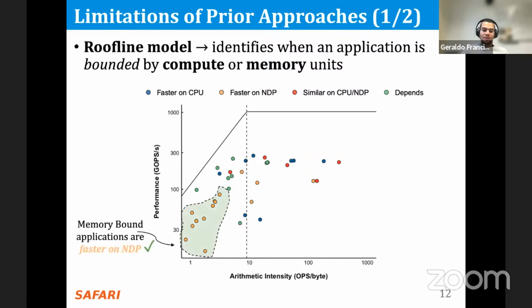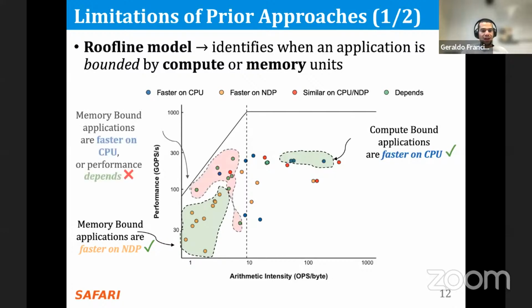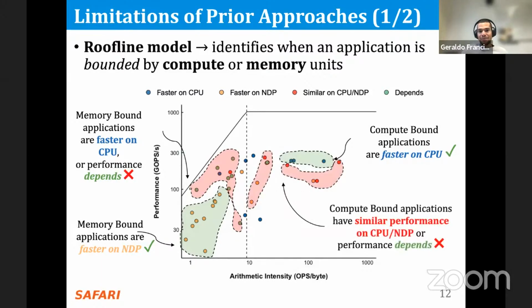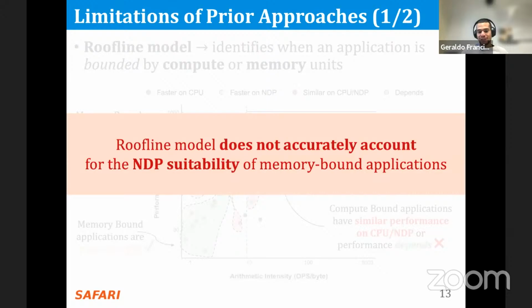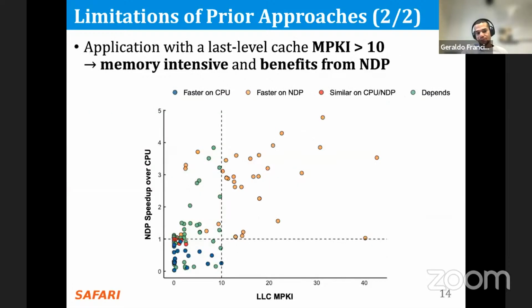First, we observe that memory-bound applications do benefit from data processing, as prior works indicate. Second, compute-bound applications do not benefit from data processing, also as indicated by prior works. However, we observe that some memory-bound applications cannot benefit from data processing, or benefit from it only in particular configurations, as for example, a different number of core counts. This behavior can also happen for compute-bound applications. Therefore, we conclude that the roofline model cannot accurately account for the NDP suitability of all memory-bound applications.